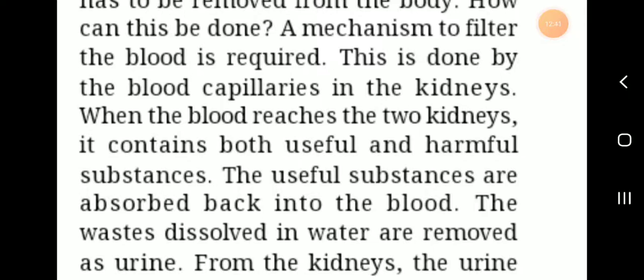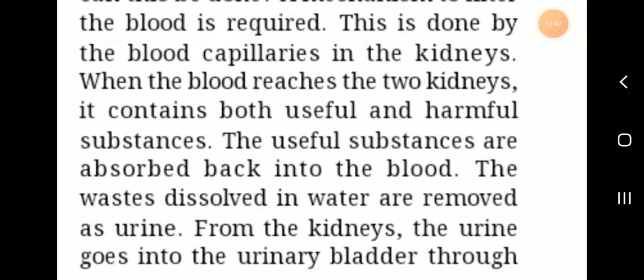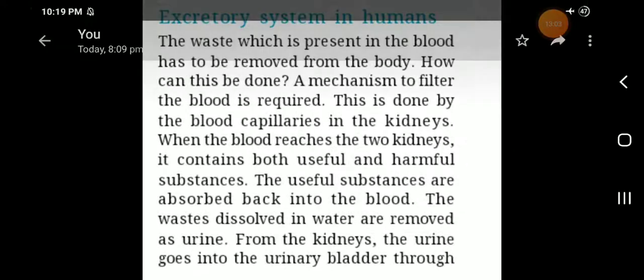The blood reaches the two kidneys. It contains both useful and harmful substances. The useful substances are absorbed back into the blood. The waste is dissolved in water and removed as urine. From the kidneys, the urine goes into the urinary bladder.